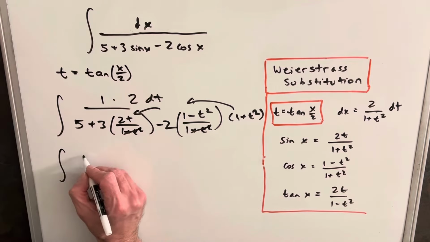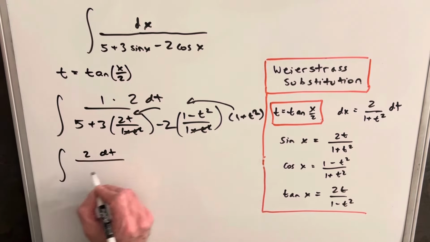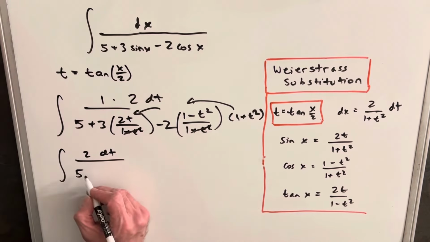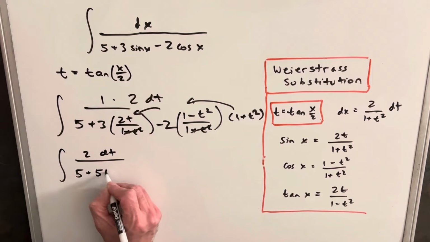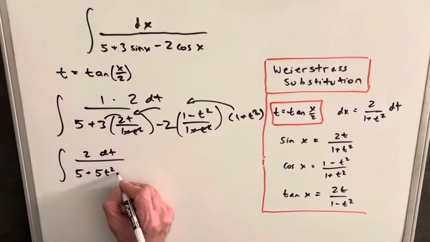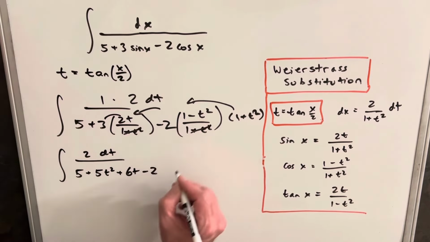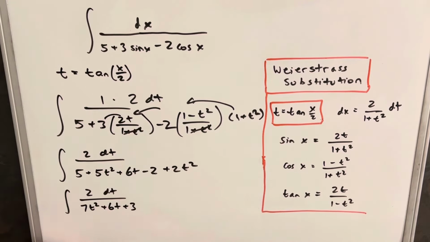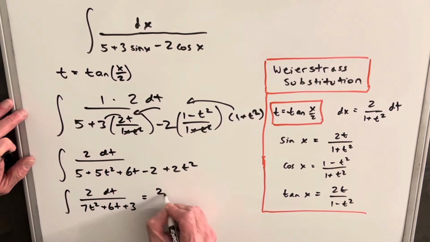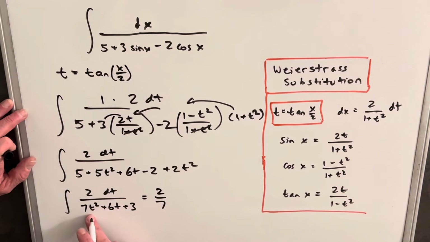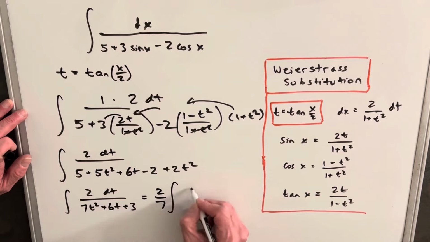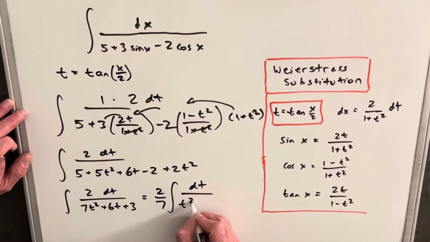So let's rewrite this thing. We're going to have 2 dt. I'm going to distribute the 5 into the 1 plus t squared, so we're going to have 5 plus 5t squared. Distributing 3 into 2t is going to be 6t. And then here we're going to have minus 2 plus 2t squared. Now all I've done is combine like terms to get 7t squared plus 6t plus 3 in the denominator. Then next I want to factor out a 2/7 because we have this 2 in the numerator, and I want to get just t squared alone there. So we'll have 2/7 dt, and then that over t squared plus 6/7 t plus 3/7.